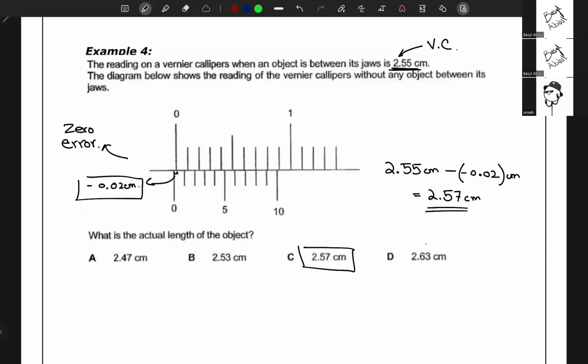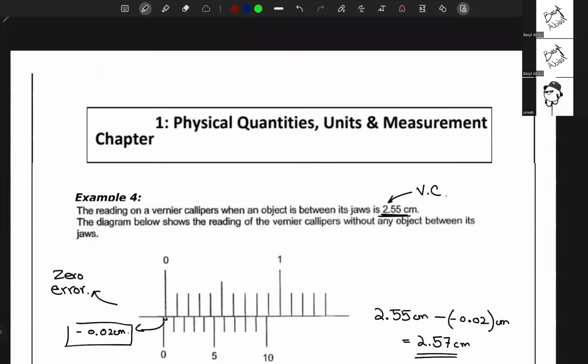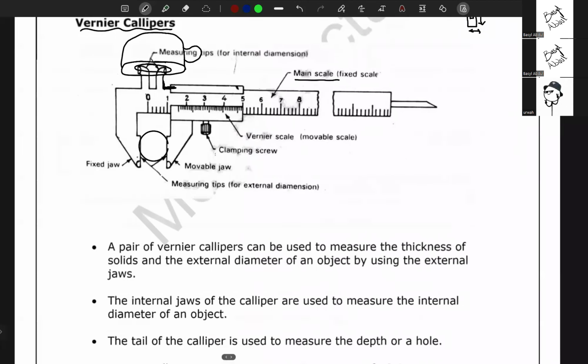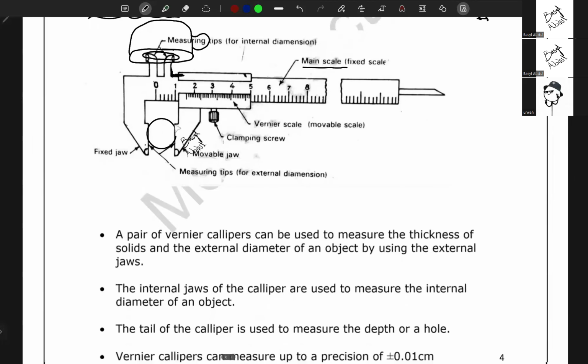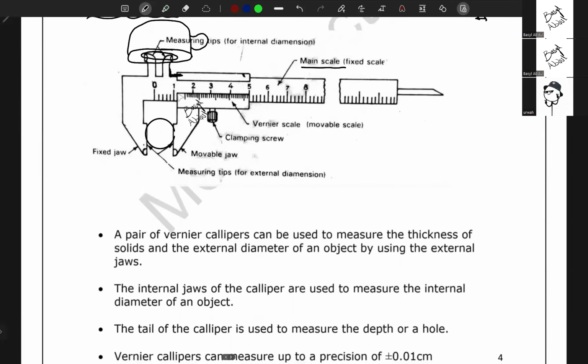So what we did is we placed an object in between the Vernier caliper, and we recorded the reading on the main scale, which was to the immediate left of this Vernier scale, which over here you can see is this reading, right? This one.